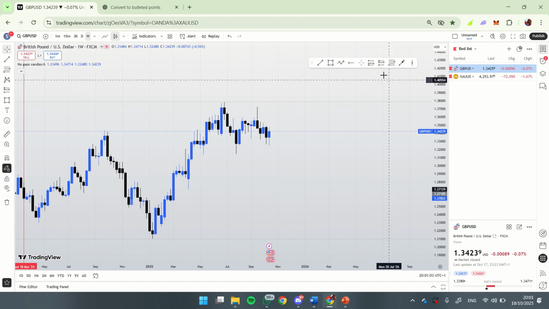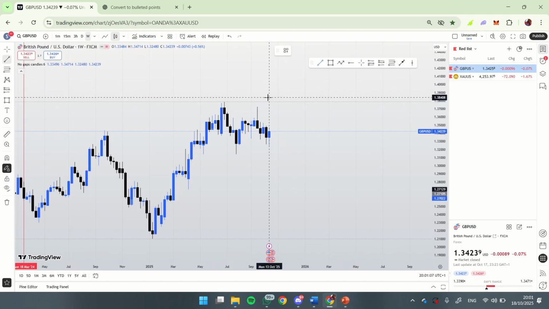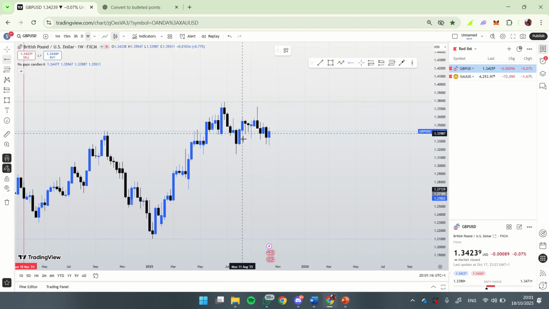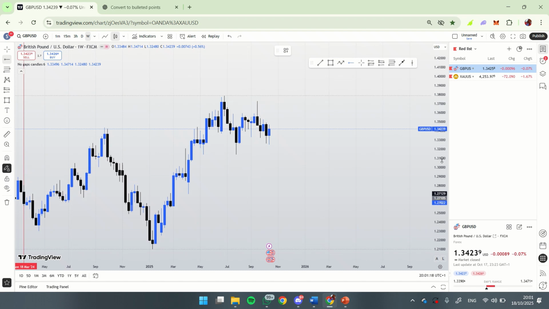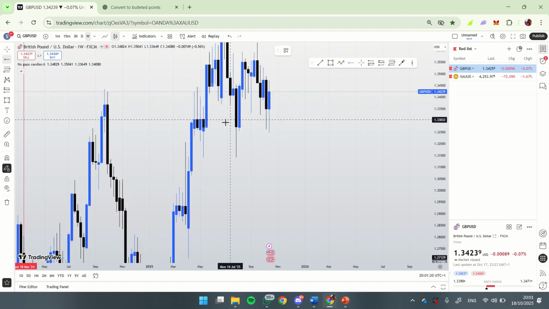However, the thing is this high. This high is the important high. What did I mark? Let's see this. I would need to zoom to know exactly what I'm doing here. Yes.